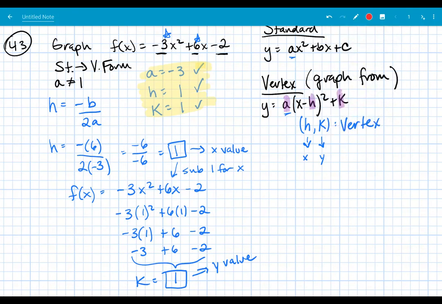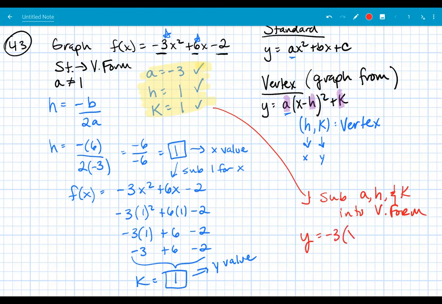So my final equation before I start graphing, okay? We're going to substitute A, H, and K into vertex form. So my equation here is y is equal to negative 3, which is A, times x minus h, so minus 1 squared plus 1. So we can graph this.